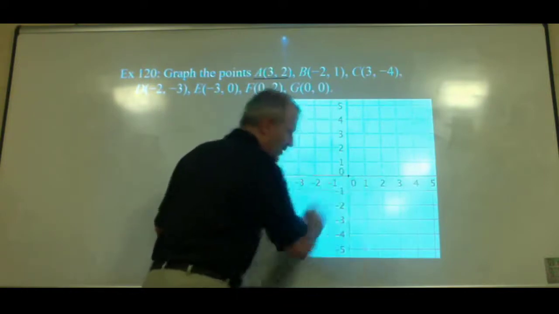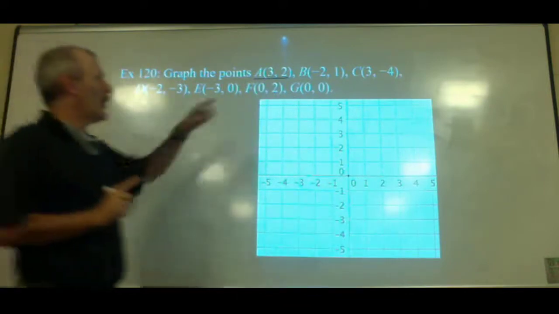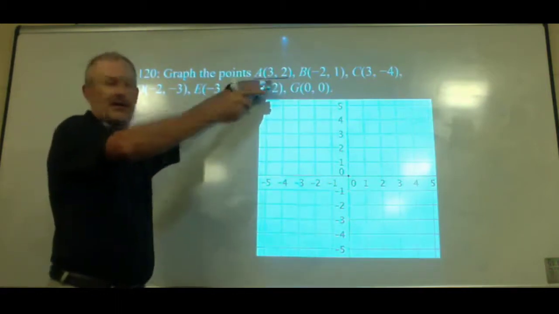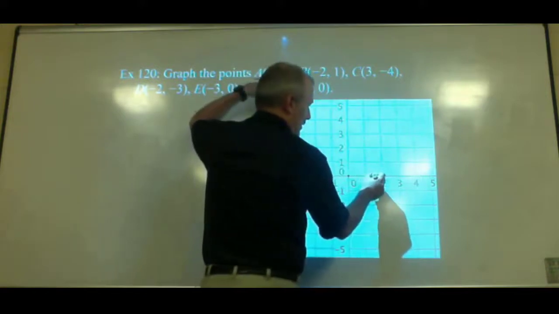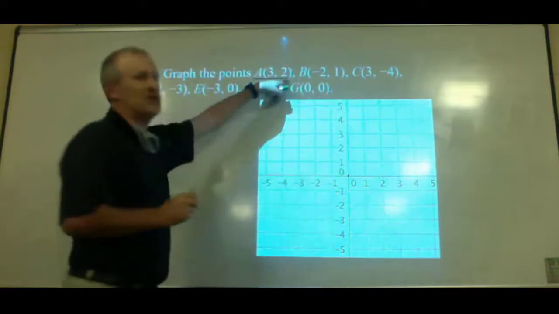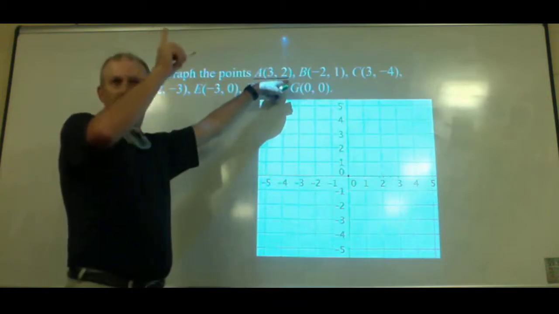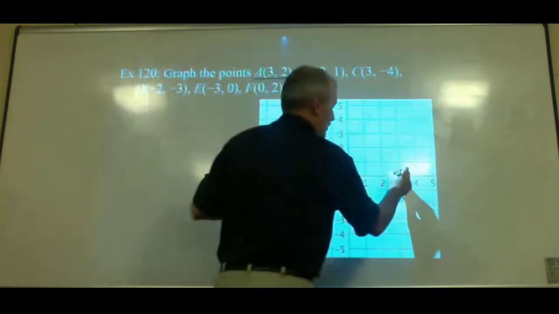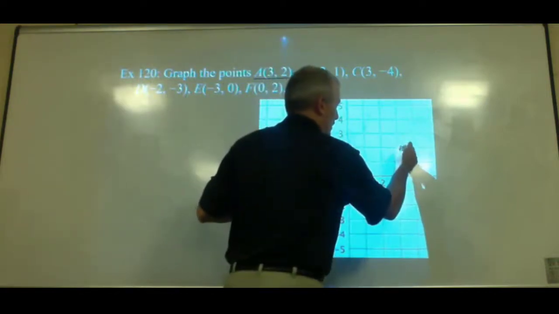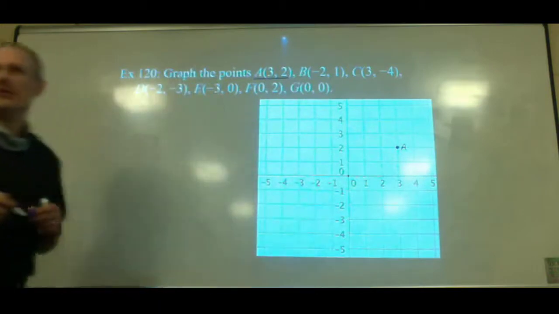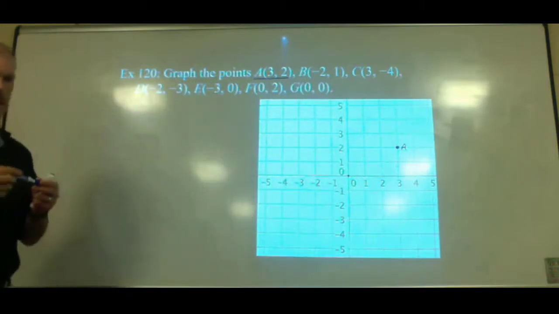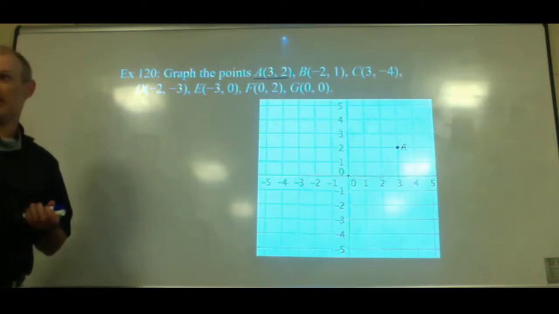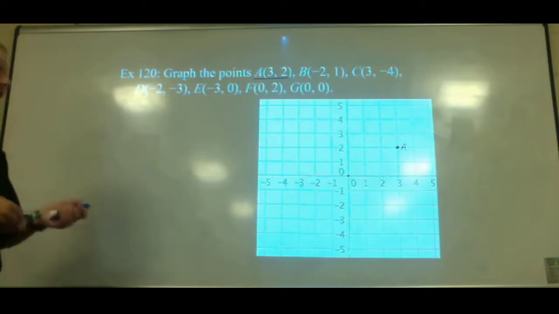So right here's the origin. From the origin, where am I going to go to get to point A? What does this 3 tell me? Going to the right. 3 to the right. So I'm going to go over 3 to the right. Okay, and then what does this 2 tell me? Up 2. Okay, so the first one is always left and right. The second one is always up and down. So up 2. So this point right here is point A. The ordered pair, the coordinate is 3, 2. We call it an ordered pair because they have to be in the right order. The x has to be first and the y has to be second. So it's an ordered pair of numbers.